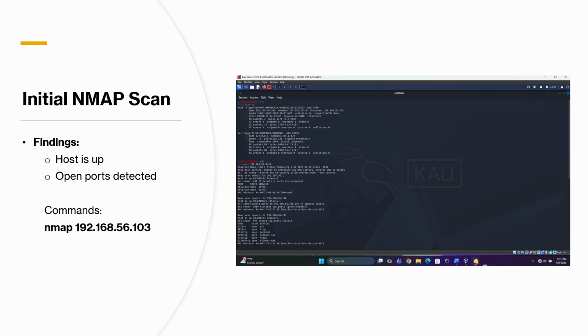For example, an open HTTP port indicates a web server that could be vulnerable to web-based attacks such as directory traversal or remote code execution. Similarly, exposed SMB or NetBIOS services are often targeted for enumeration and exploitation, especially in legacy systems. This step is important because it establishes what services are available before performing deeper enumeration.